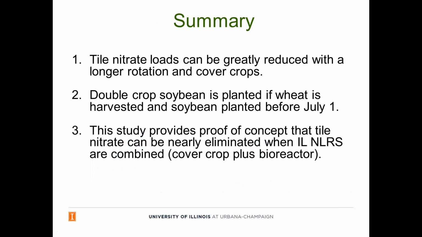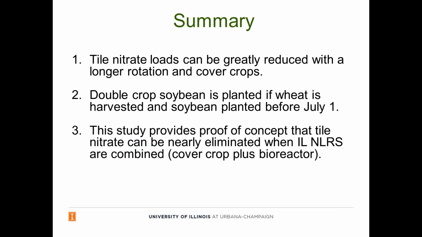So what have we found? We see that tile nitrate loads can be greatly reduced with a longer rotation and cover crops, and double crop soybean is planted. This is what Eric has come up with: if he can get his wheat harvested and the double crop soybean planted by July 1. And he pulled it off. I think he planted the last day in June. And it didn't look that good at first because it was a cold spring and the wheat was behind, but then we had all that high temperature and wheat got ready in a hurry, so he went ahead with his double crop soybean. He's getting benefit from these late rains.